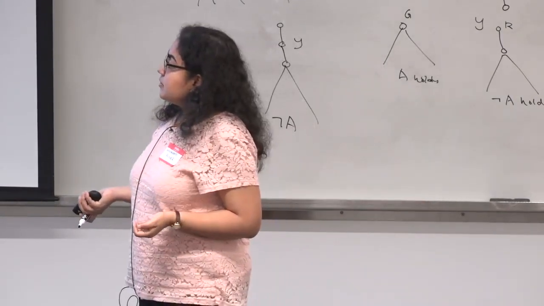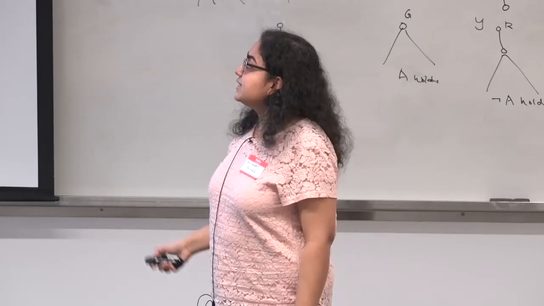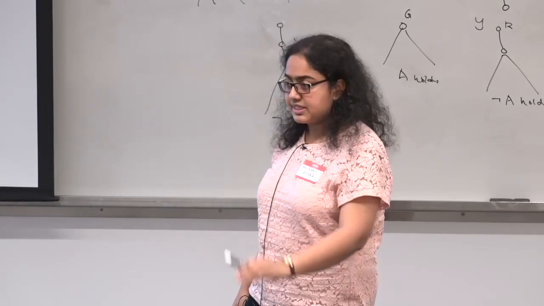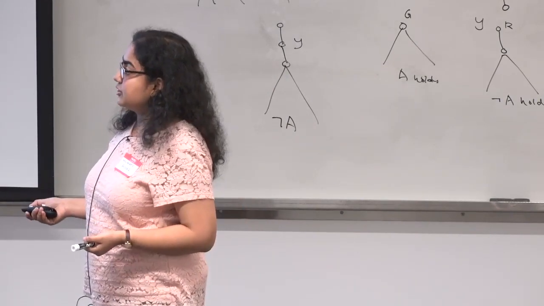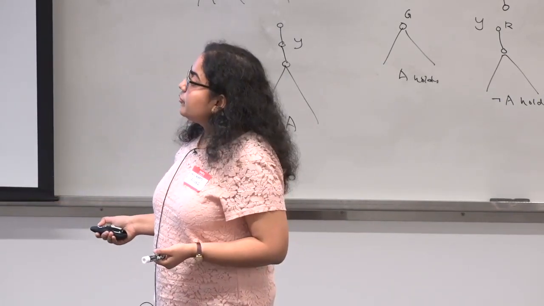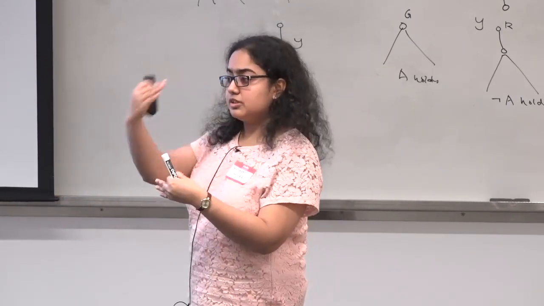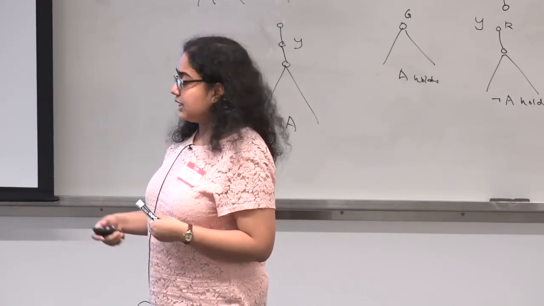So why do we need psi? Because it turns out that this probability vector, which we are interested in understanding better, is a fixed point of this distributional map psi. So here is one set of our results. We show that psi is a contraction, so no matter where you start from, you are eventually approaching the fixed point, which is what we need to understand.